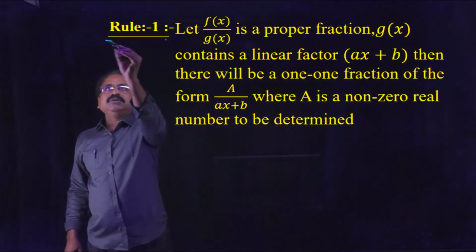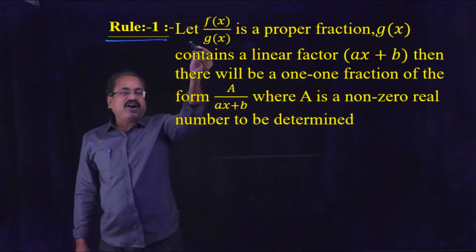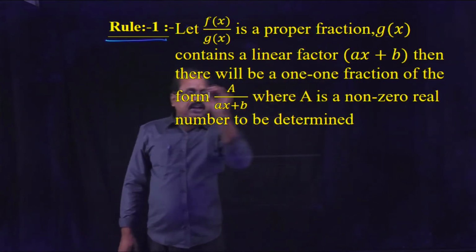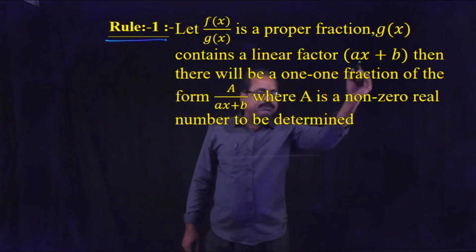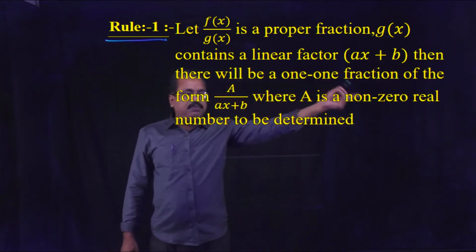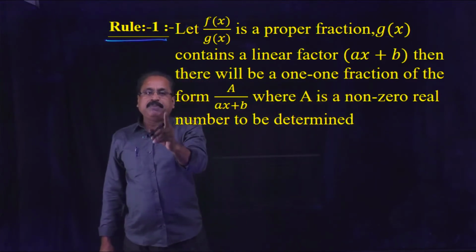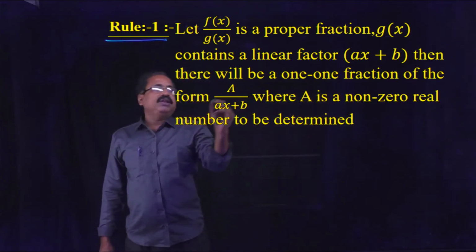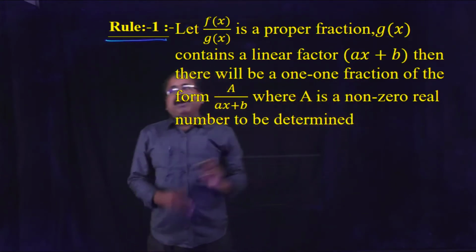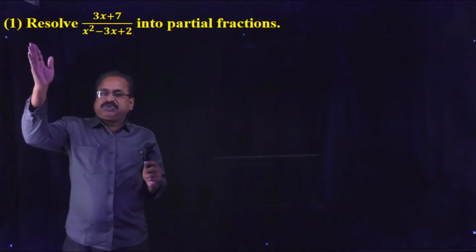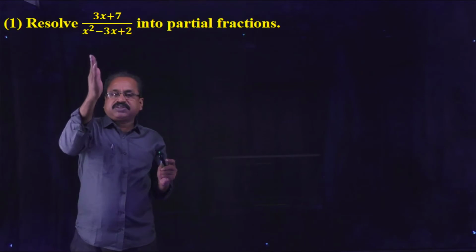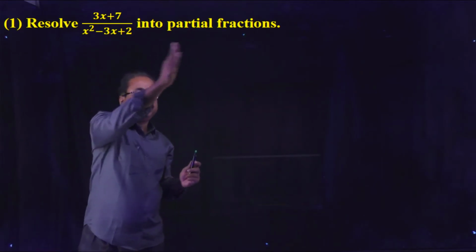Okay, rule 1. Let f of x by g of x is a proper fraction. G of x contains a linear factor ax plus b. Then there will be a fraction of the form capital A by ax plus b, where A is a non-zero real number and to be determined. Now take first question. Resolve 3x plus 7 by x square minus 3x plus 2 into partial fractions.